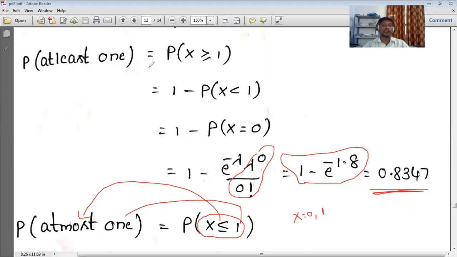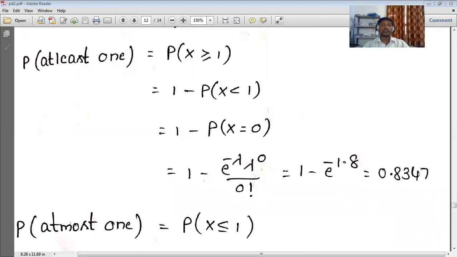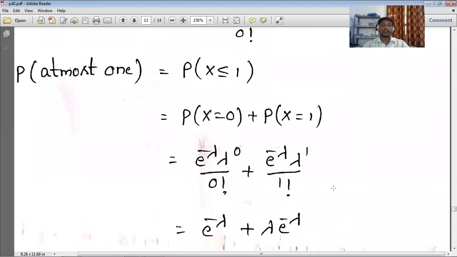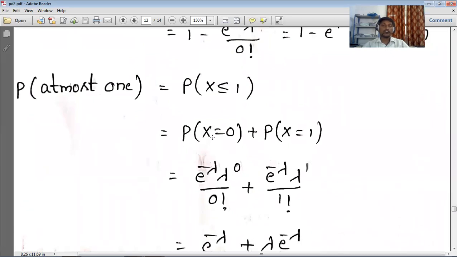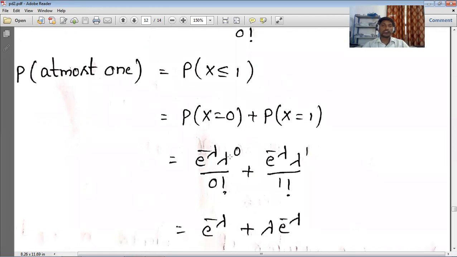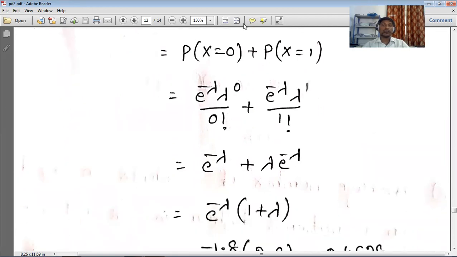Okay, so now here it is. See, that one we wrote here: P of x is equal to 0 plus P of x is equal to 1, and we substituted in place of x as 0 and here in place of x as 1. Okay, next what we got: e power minus lambda, in place of this one 1, anything power 0 is 1, and 0 factorial is 1. And remaining here, 1 factorial is also 1 and remaining only lambda into e power minus lambda.